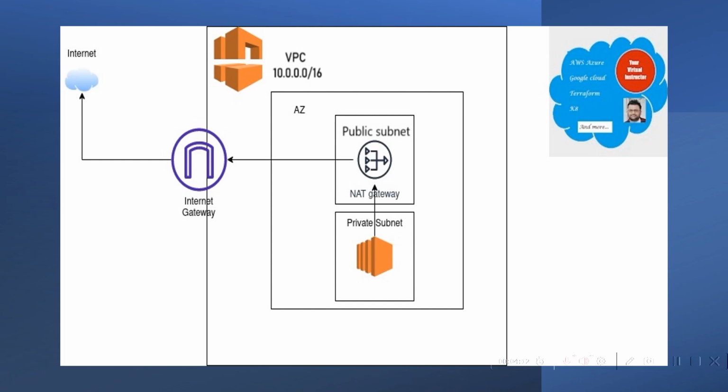So we are going to deploy one public subnet and we are going to deploy one NAT gateway in it, and also we are going to deploy one private subnet. Inside the private subnet we will be deploying the EC2 instance, and also we will be using one internet gateway in this particular VPC to access the internet. So by using the NAT gateway, we will be accessing the internet from our private subnet without allocating any public IP to our private EC2 instance. So let's jump into our lab today for NAT gateway.